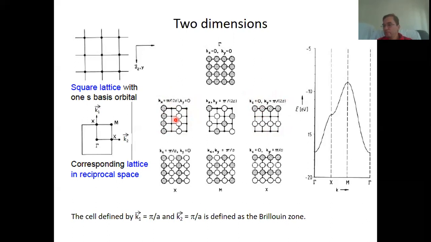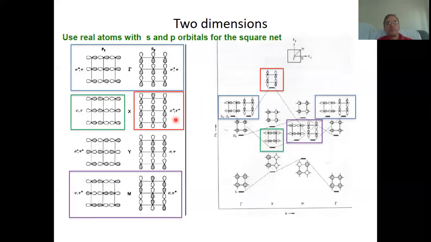Okay, now in the next step, let us go from the 1s orbitals to p orbitals. So let's assume our square net is not just made of hydrogen atoms, but also atoms that have p orbitals. So that again could be, for instance, fluorine atoms. What would be the band structure in 2 dimensions for the p orbitals?